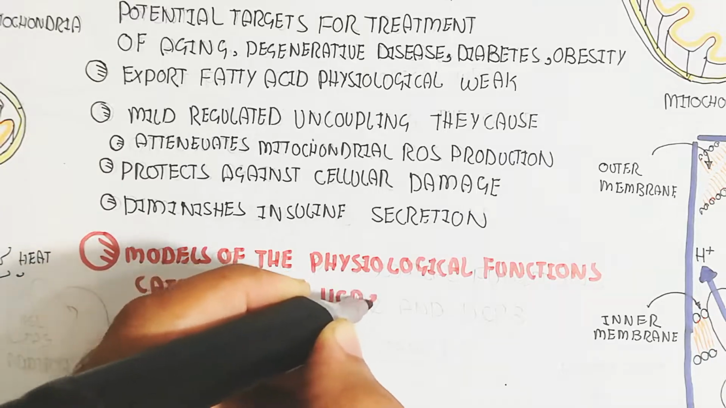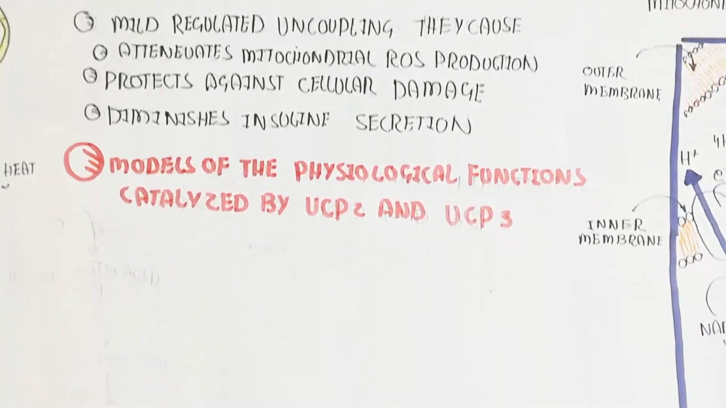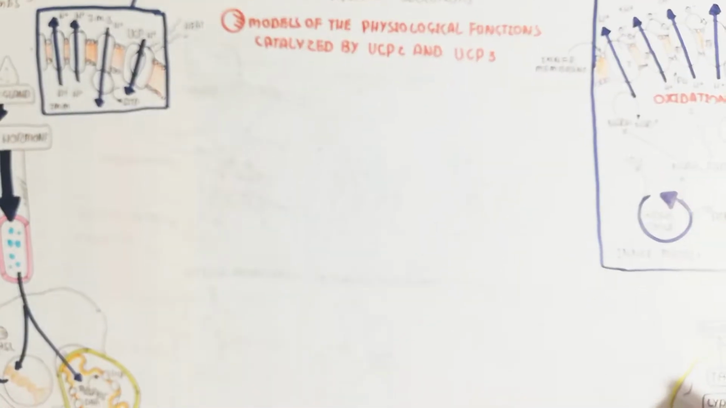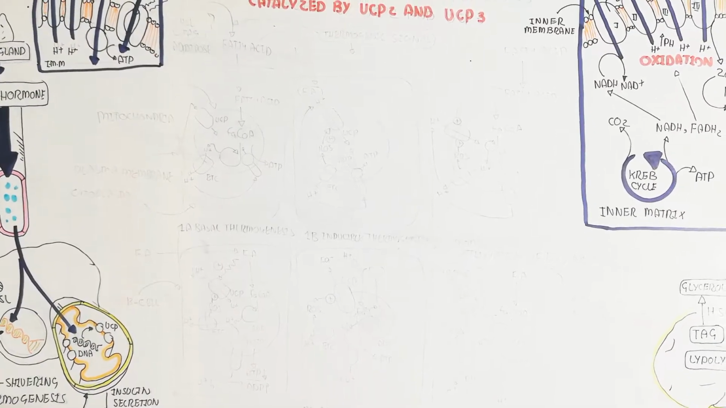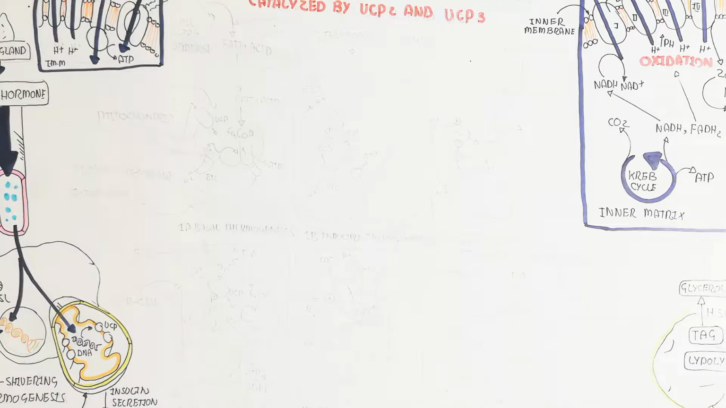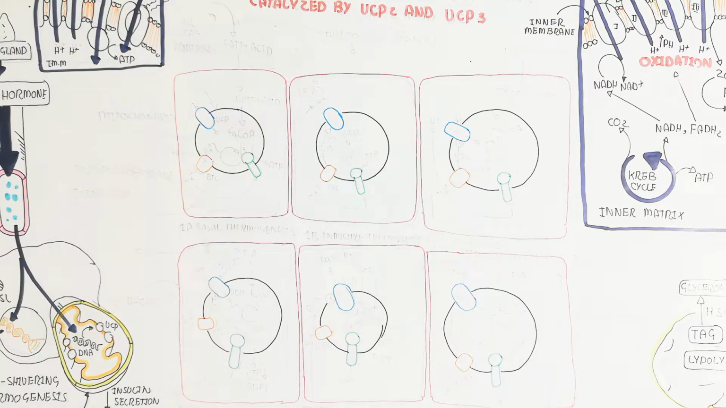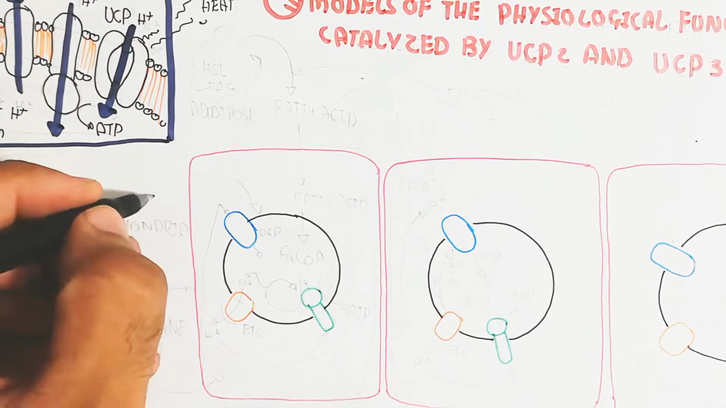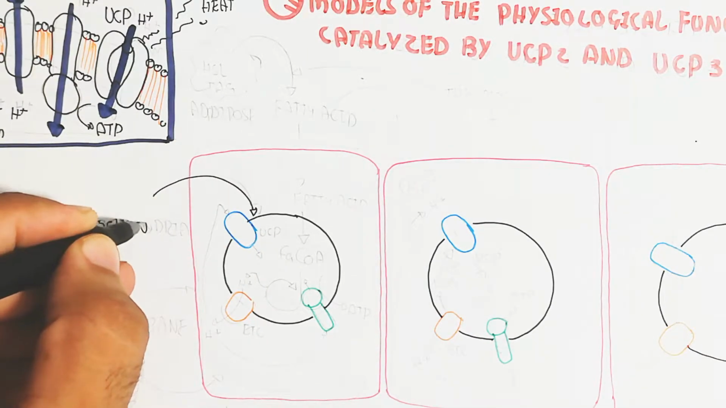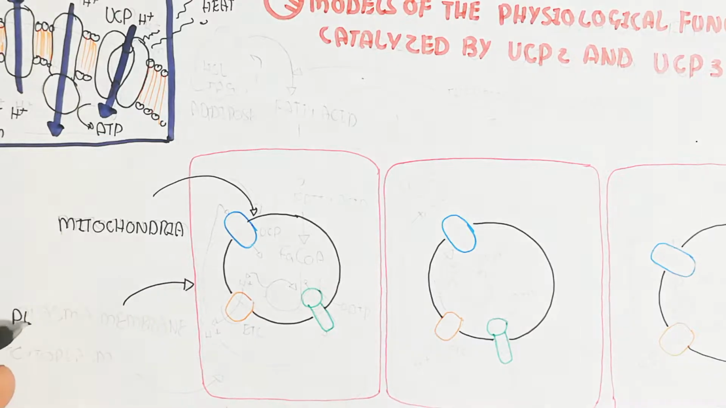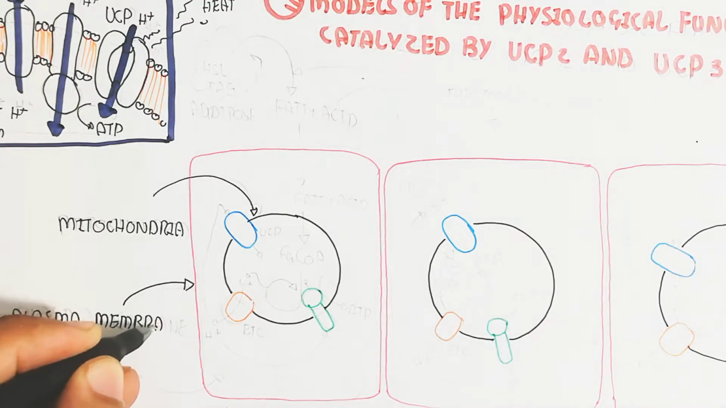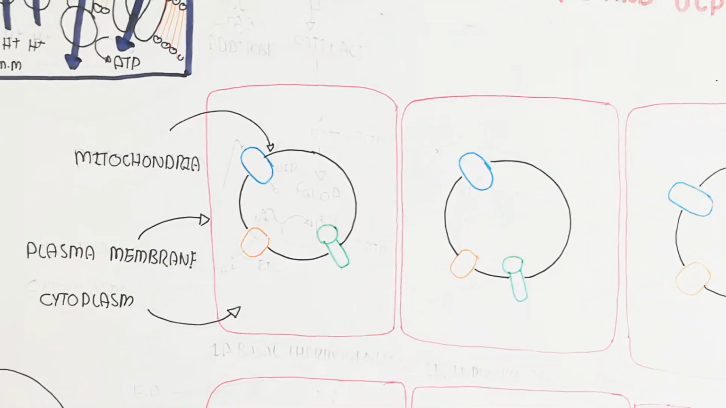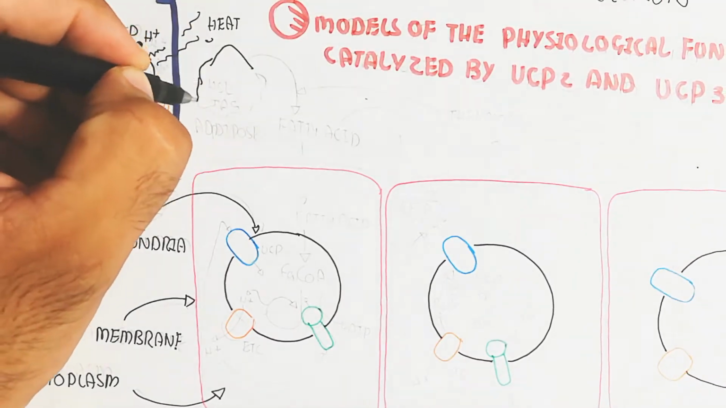We will classify the different models of the cell, which contain the mitochondria, the cytoplasm, and the plasma membrane. In this way you can see several cells, and we will discuss the different conditions. Here is the mitochondria, and this mitochondria contains the electron transport chain, ATP synthase enzyme, as well as UCP, while this is the cytoplasm and the plasma membrane is here.